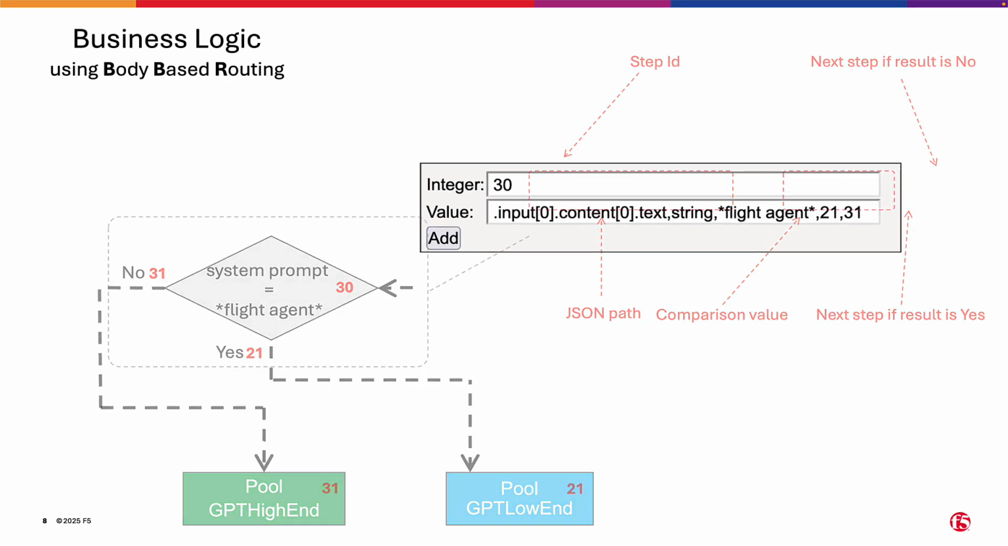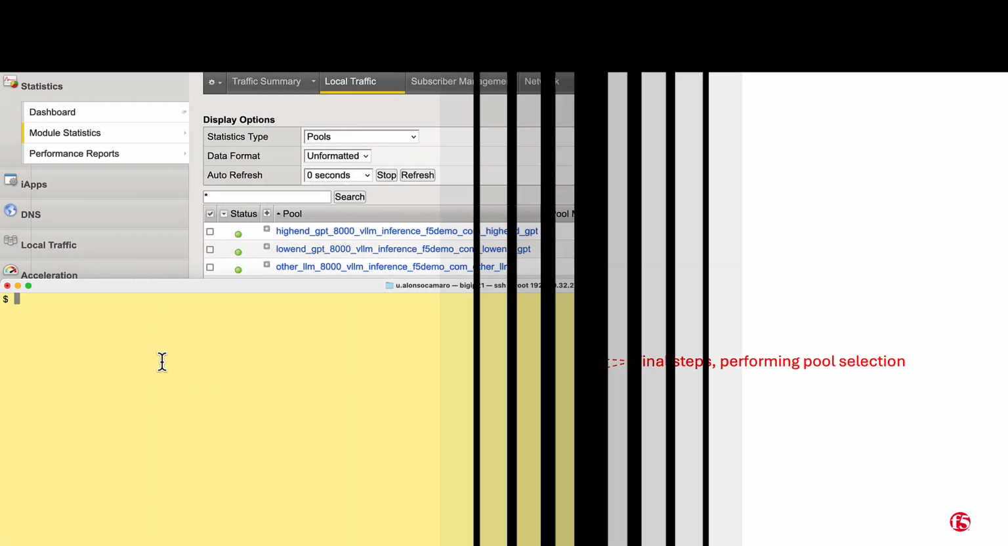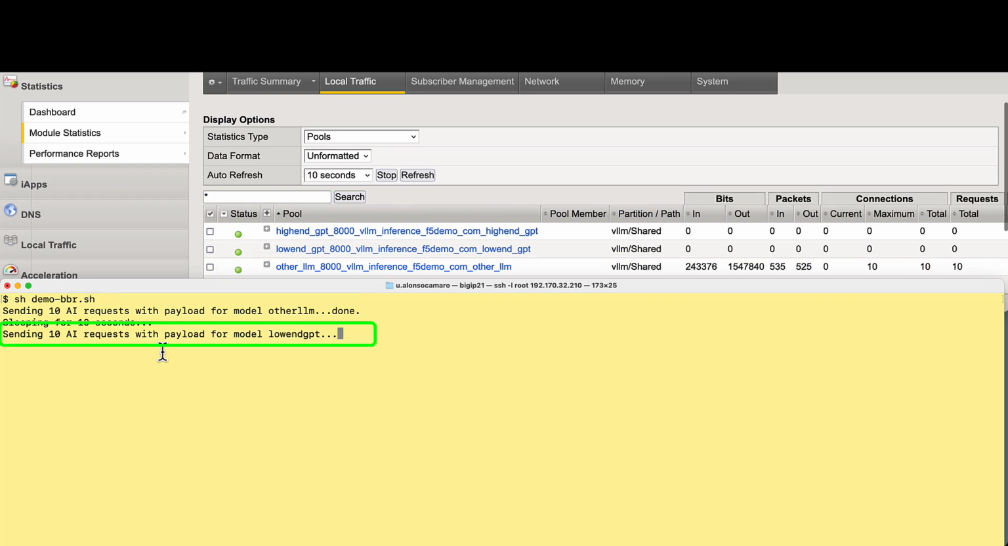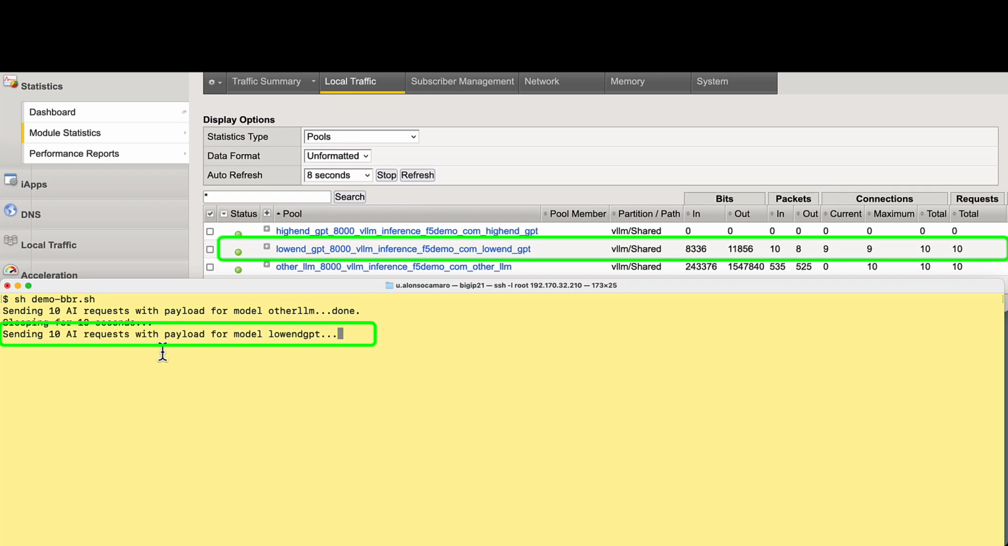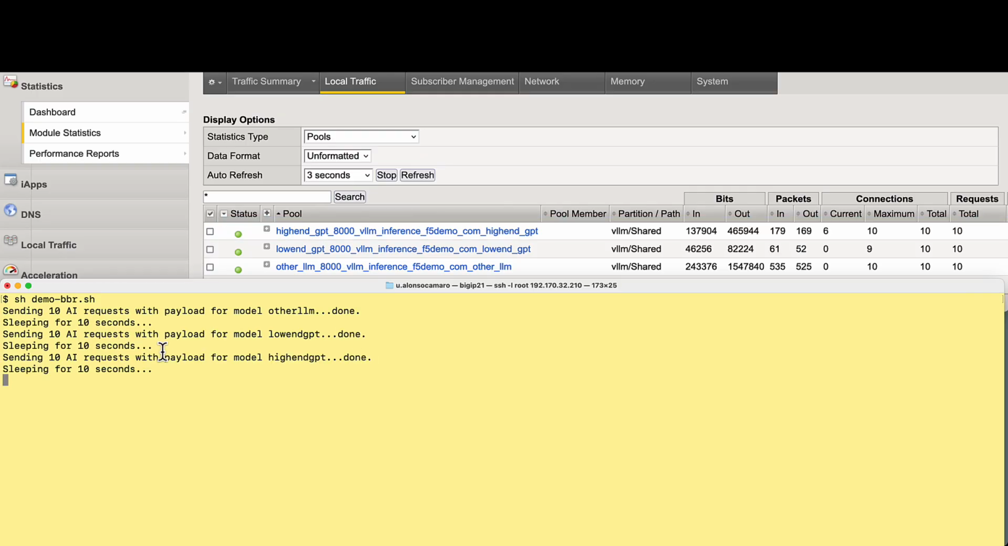The resulting configuration is a data group with one entry for each step. This can be modified on the fly when business logic has new requirements. To see this in practice, next, three different batches of 10 AI requests are sent, which are routed to a different LLM pool according to their body and the business logic just shown.